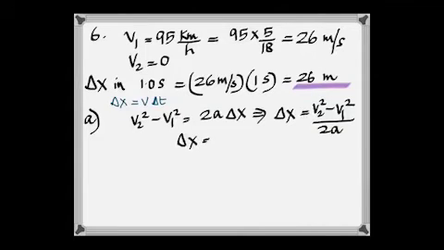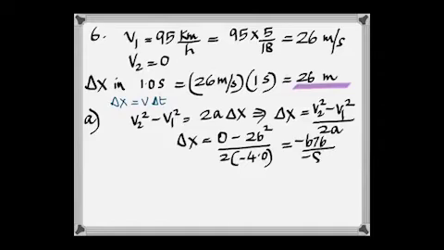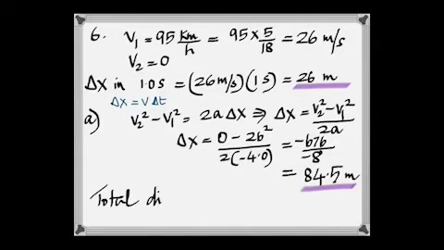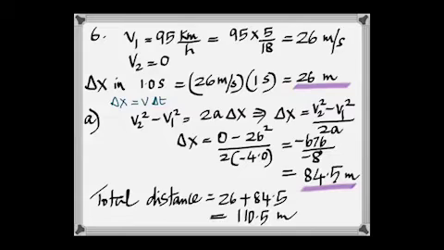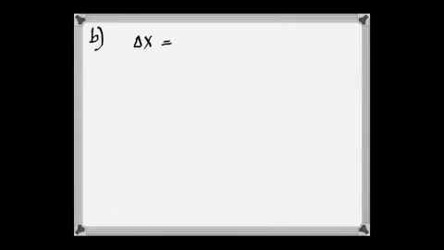Rearrange and make displacement the subject. Plug in the numbers. I'm not going to read all the numbers. Then you get negative 676 divided by negative 8, which is of course positive 84.5 meters. That is the distance or displacement after you hit the brakes. And the 26 was before you even hit the brake, right? So for the total displacement, you've got to add both of them. You get 110.5 meters.